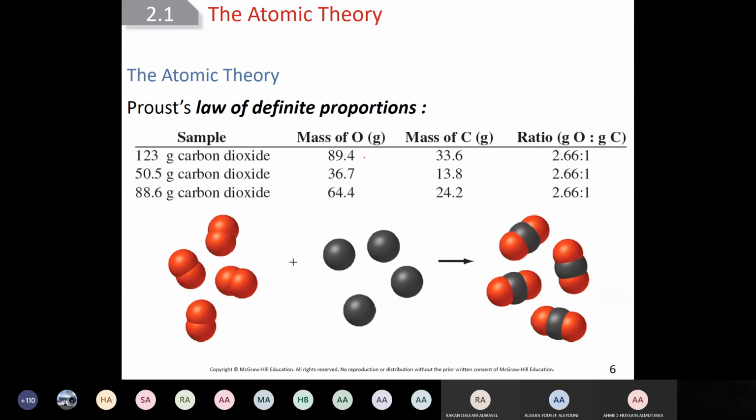Okay? Then we'll go to another important law, the law of definite proportion. Before we go to this, did you hear about the law of conservation of mass? Yes. What's the law of conservation of mass?